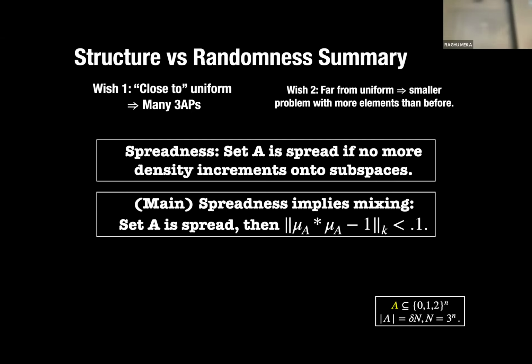What does spreadness implies mixing mean? You can think of the convolution as taking two pieces and generating something by mixing the two together. I generate x according to mu A, y according to mu A, and I'm mixing the two together by adding them. And what we're saying is if my set is spread, then adding them up gives me something very close to the constant one. Spreadness implies mixing, meaning once I'm spread, I add up two copies, I mix to the uniform distribution.